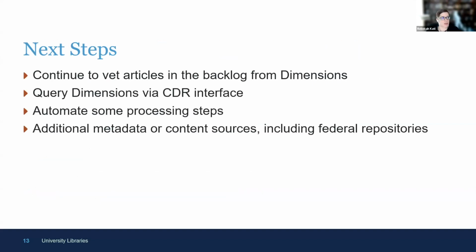Okay, next steps, real quick. So we will continue to vet articles in the backlog. We would like to be able to do some enhancements to this workflow and automate some more processing steps. And we're also working on adding metadata and content from other sources. Our leadership has asked us actually to focus on federal repositories as additional content sources, given the state of federal research at the moment. So Dave has been working on ingesting works into the CDR from PubMed.